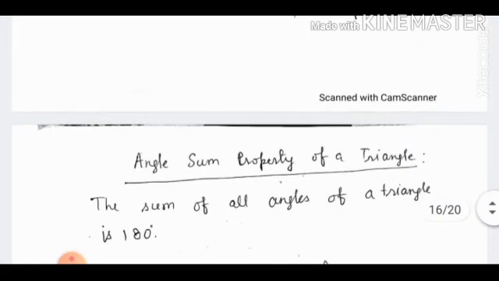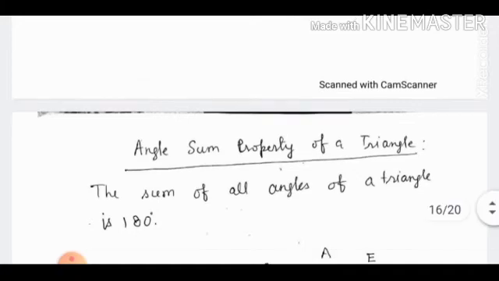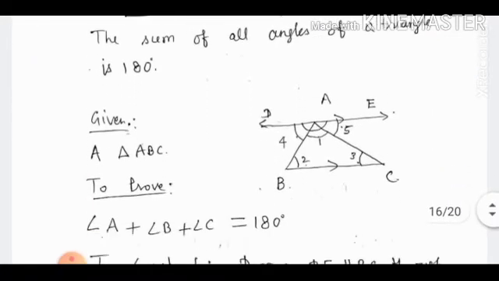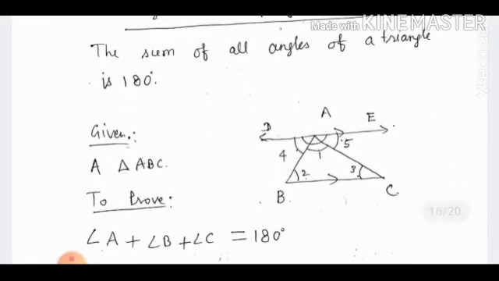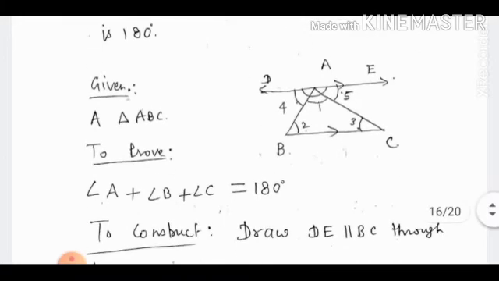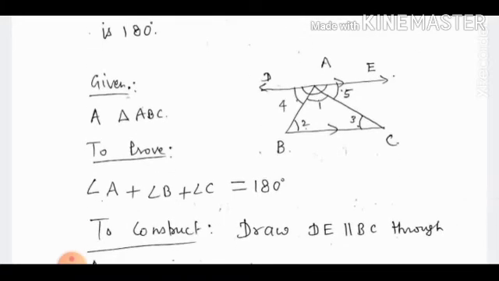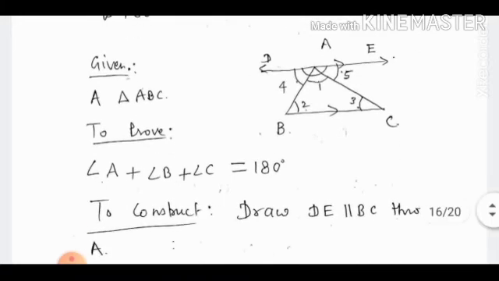Now angle sum property of a triangle. The sum of all angles of a triangle is 180 degree. Let us prove it. So given here triangle ABC, we have to prove angle A plus angle B plus angle C is equal to 180 degree. For the sake of convenience, we name them as angle 1, angle 2 and angle 3 respectively. The construction is draw D parallel to BC through A.